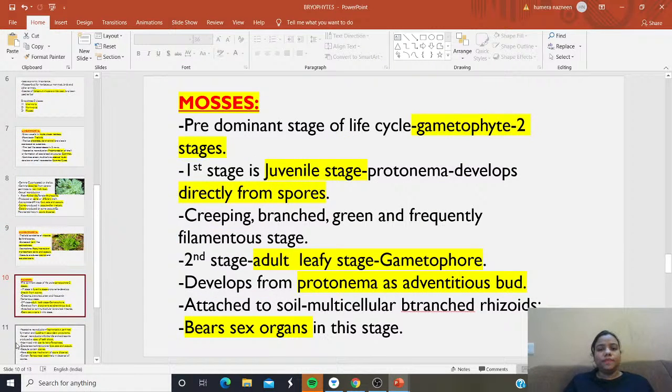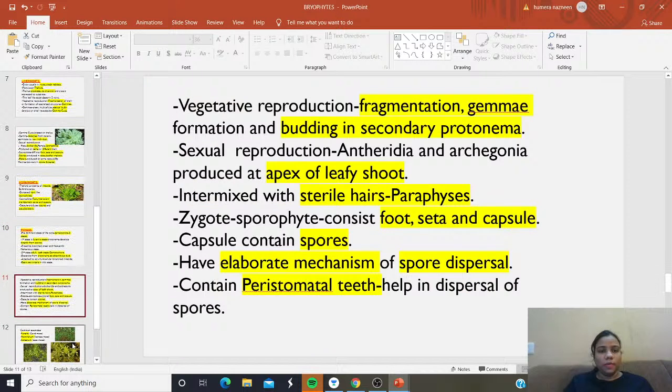Then we have mosses, in which the gametophyte has two predominant stages. First is the juvenile stage, the protonema, which is produced directly from spores, and the second stage is the adult leafy stage, which is the gametophore. The second stage develops as an adventitious bud from the protonema, and this bears the sex organs. Vegetatively, they reproduce by fragmentation or by gemma formation and also by budding.